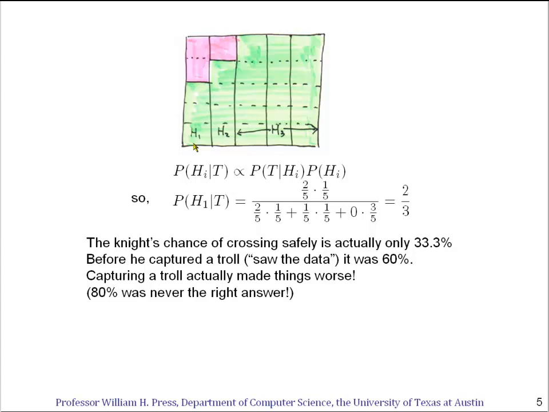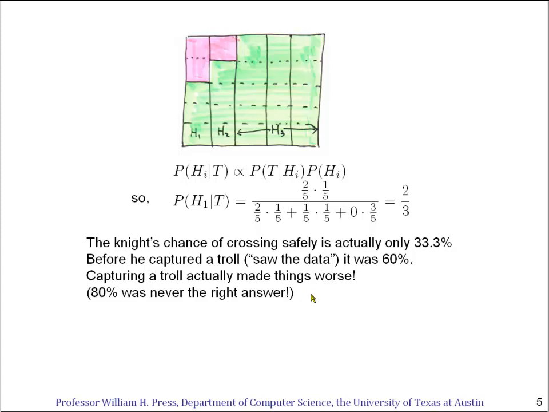He thought it was 80%. And before he even captured a troll, before he, as we'll say, saw the data, he had a 60% chance of crossing safely because he was in one of these 3 things. So it's a little bit paradoxical. Capturing a troll actually made things worse for him. It decreased his chances of crossing the bridge safely from 60% to only 33%. And by the way, 80% was never the right answer. There's no reasonable question you can ask in this problem for which the answer is 80%.